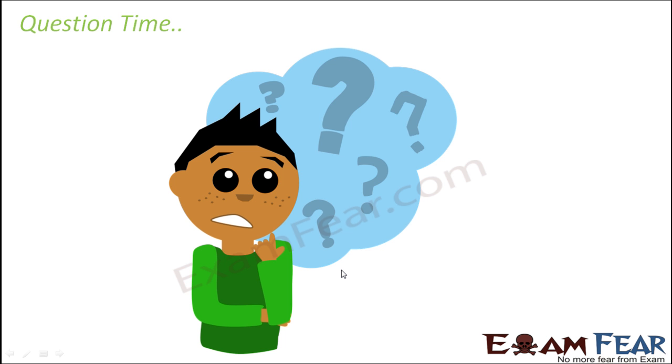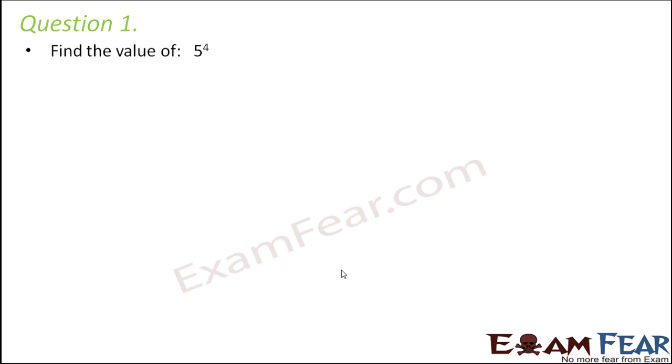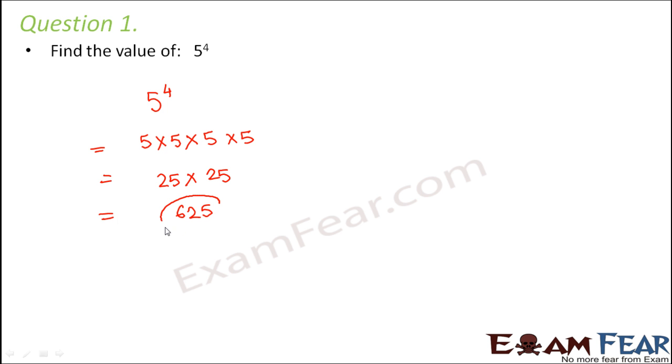Based on the basics of exponents, let us now quickly look at some of the questions. Question number 1. Find the value of 5 to the power 4. Now what do we mean by 5 to the power 4? That means 5 is multiplied 4 times. So this basically means 5 into 5 into 5 into 5. This means 5 into 5 is 25. Again 5 into 5 is 25. And 25 into 25 is 625. So the value of 5 to the power 4 is 625.